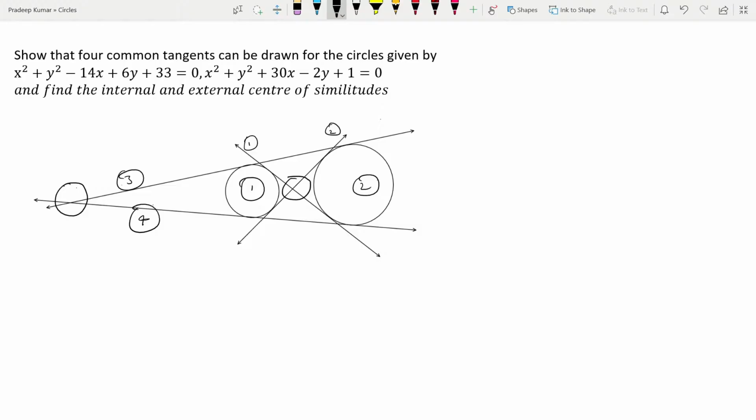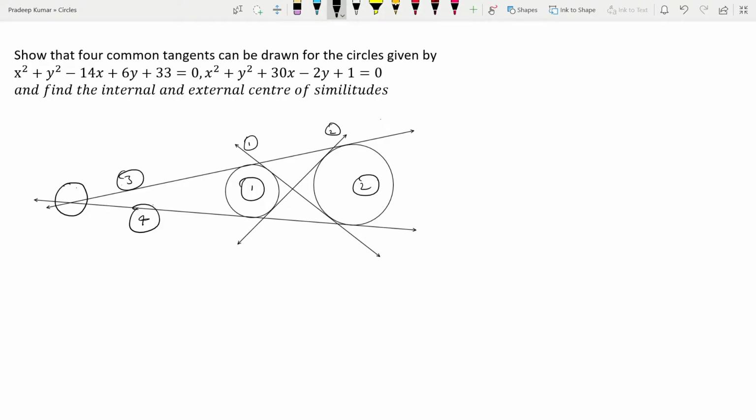So this is what they are asking us to find out: this is the meeting point of the common tangents and this is the other meeting point of the common tangents. These particular points we have to find out. By then we'll be getting the 4 tangents also. So let's try to solve this further.